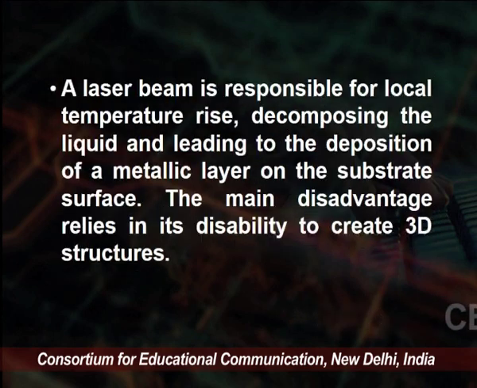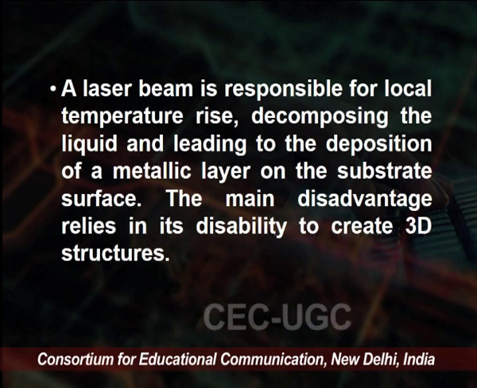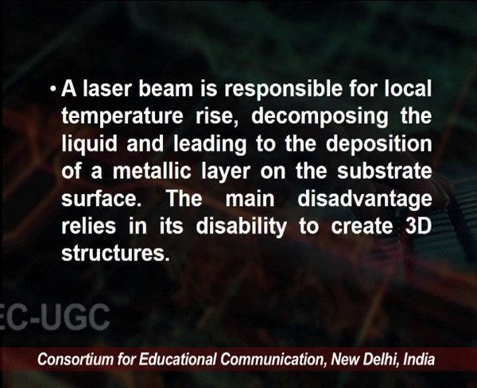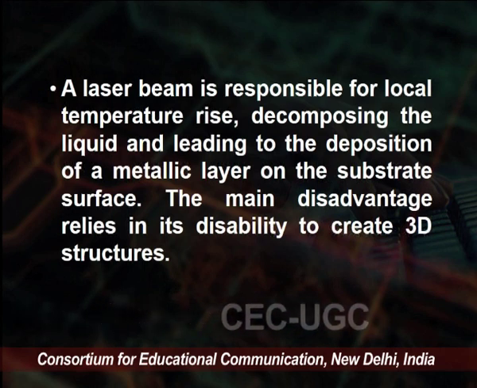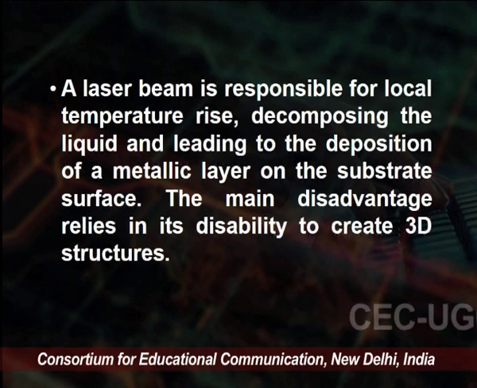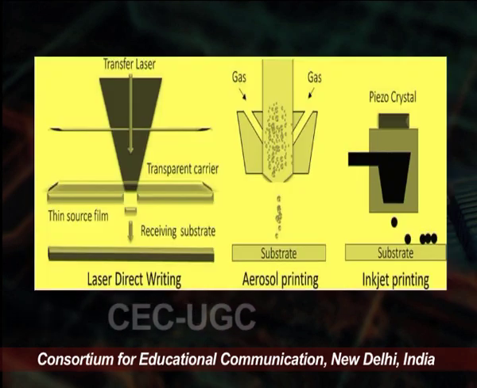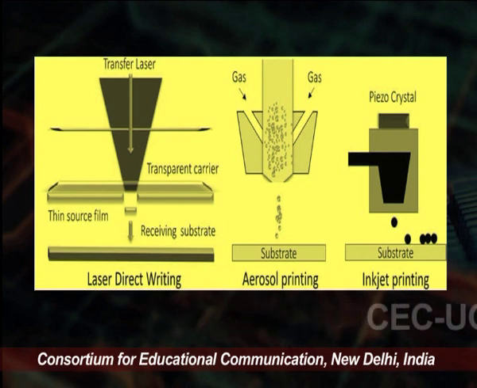So, a laser beam is responsible for the local temperature rise, decomposing the liquid and leading to the deposition of the metallic layer on the substrate surface. The main disadvantage lies in its inability to create 3D structures. We can have 2D or 1D structures on the substrate. You see on the screen that this is the method for laser direct writing.